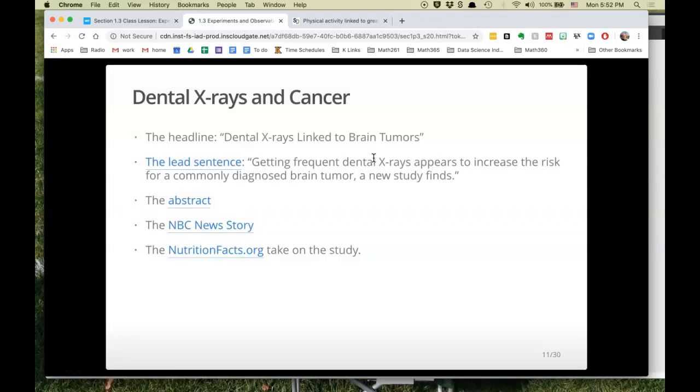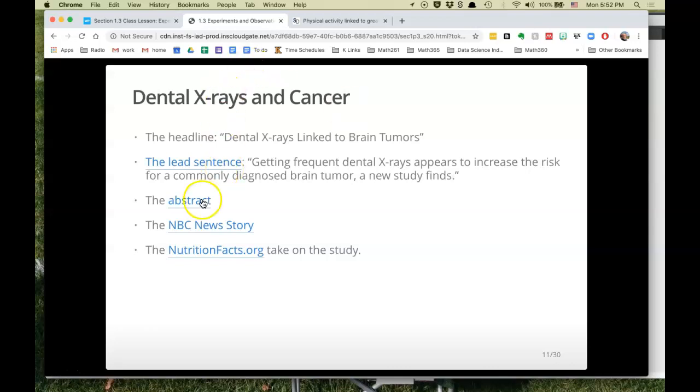Here's a study that was in the headlines a few years back: the relationship between dental x-rays and cancer. And given that all of us have experienced dental x-rays, it caught my attention, as well as a lot of other people's, in the NBC News. The lead sentence was, "Getting frequent dental x-rays appears to increase the risk of a commonly diagnosed brain tumor, a new study finds." Well, clearly this is not going to be an experiment. This is an observational study.